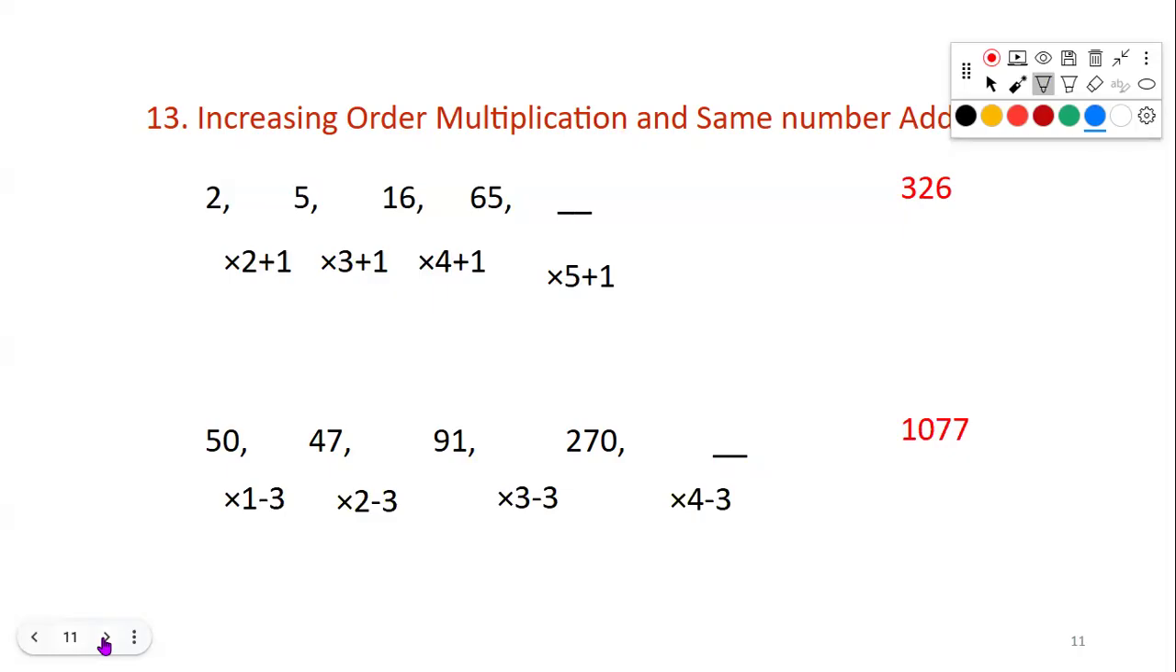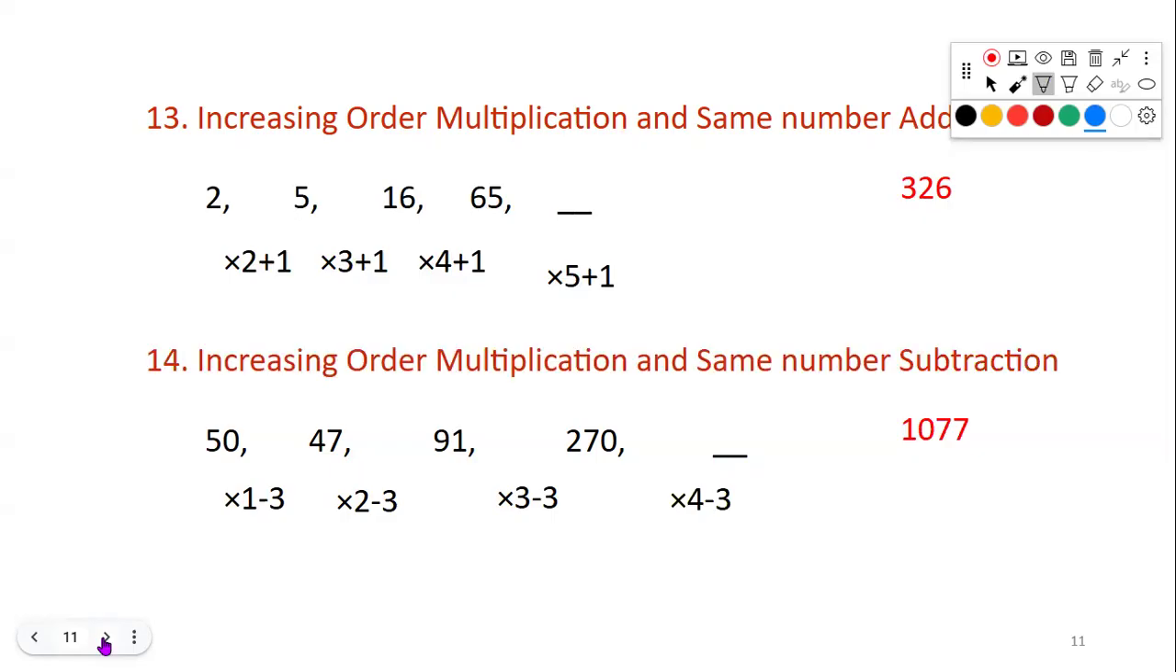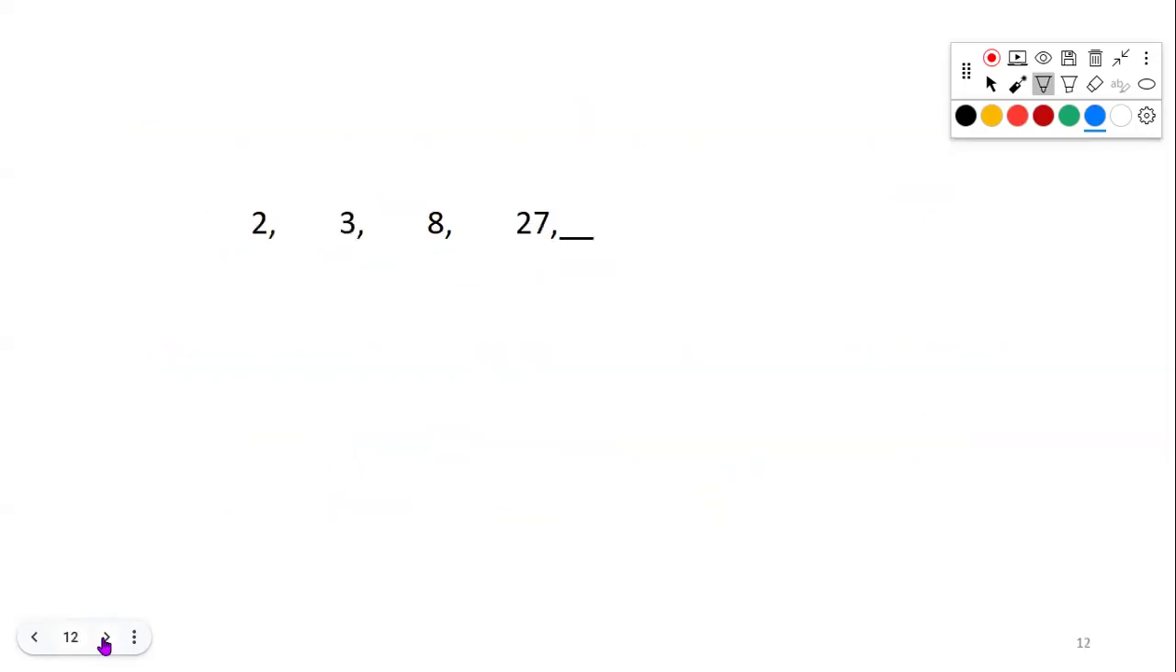In number series, there is absolutely no formula to detect the logic. Everything will not be the same. In each and every question, some logic may be there. It could be addition, subtraction, multiplication, division, or a combination of any of them. Try this one. 2 is there, 3 is there, 8 is there, 27 next.